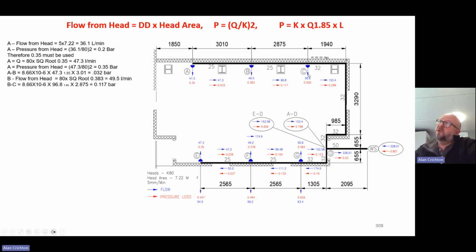Now, when it comes to the flow from head C, what we need to do is add the head pressure at B plus the pressure loss. And if we add that to that, we end up with 0.5 bars. So it's 80, which is a K factor of the head, times the square root of 0.5, gives me a flow from that head of 56.6. Okay.